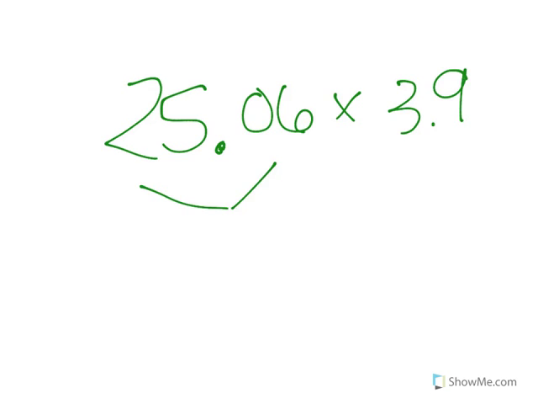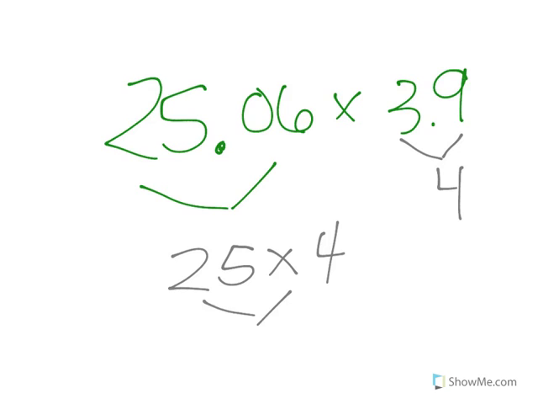So what's an easy number that's really close to 25.06? 25. What's an easy number that's really close to 3.9? You would say 4. You wouldn't say 3, because 3.9 is actually closer to 4 than it is to 3. So we're going to do 25 times 4, and that would be 100.